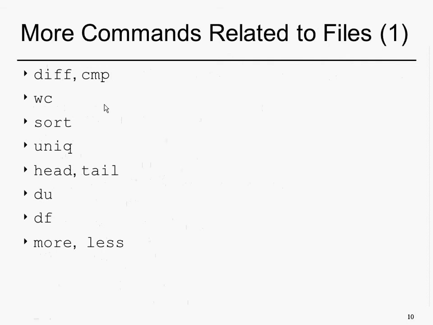I mentioned diff. cmp can also be used to compare files. What do we see wc used for? Word counting. So it counts characters, words, and lines of a file, right? Sorting sorts a file. Uniq: yes, that's right. If there's a repeated line, it will only print out the first one. Uniq goes line by line and asks, is it the same as the last line?